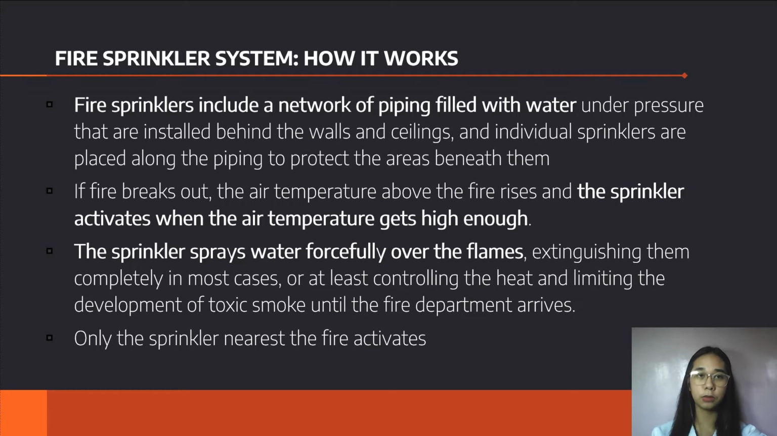If fire breaks out, the air temperature above the fire rises and the sprinkler activates when the air temperature gets high enough. The sprinkler sprays water forcefully over the flames, extinguishing them completely in most cases, or at least controlling the heat and limiting the development of toxic smoke until the fire department arrives. Only the sprinkler nearest the fire activates. We should know that smoke will not activate the sprinklers.